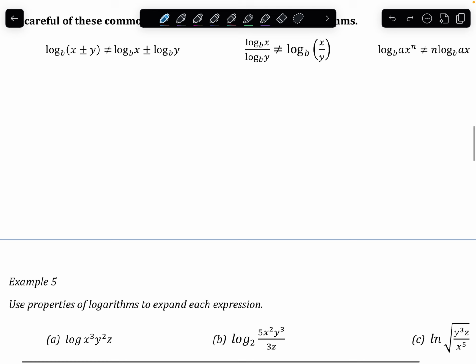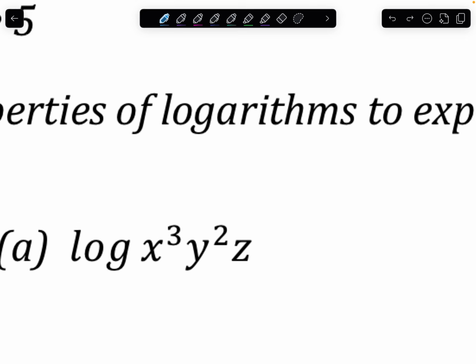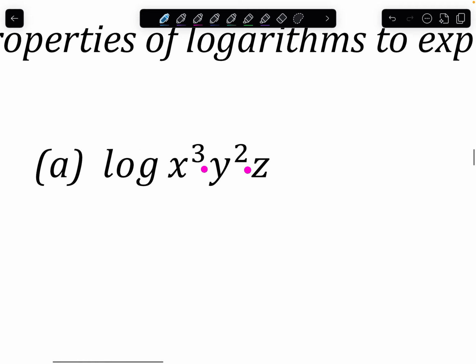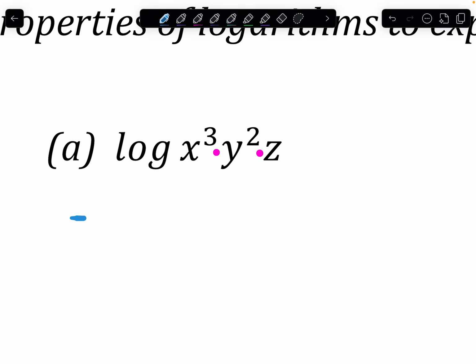All right, using properties of logs to expand, it might say rewrite using addition, subtraction. All right, so when we're expanding, we separate all multiplication and all division, and we move all exponents to the front. So I'm just going to kind of go left to right. So first thing I run into is an x to the 3rd. I'm going to go ahead and move that 3 to the front, which means it's just going to be the log of x. I hit a multiplication symbol, so I'm going to put a plus sign.